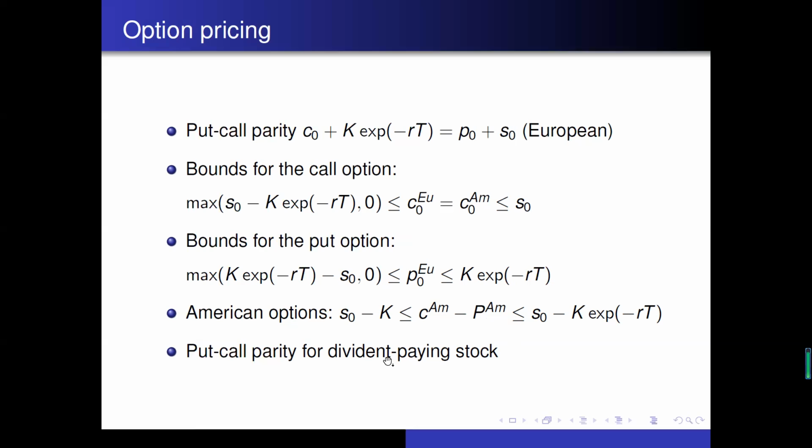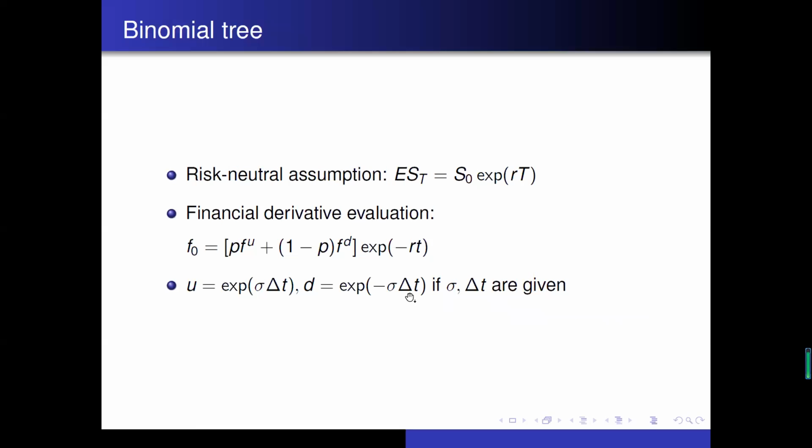So finally, we have the put-call parity for dividend paying stock. In a general case, evaluation of options as well as other financial derivatives involves the binomial tree. So the binomial tree is how we discretize time. We set the time step to be small and predict how the stock price will change in the future. The core assumption here is the risk-neutral assumption, which means that we don't expect a higher expected return for investing in the stock than if we just put the money in the bank and earn the risk-free interest rate.